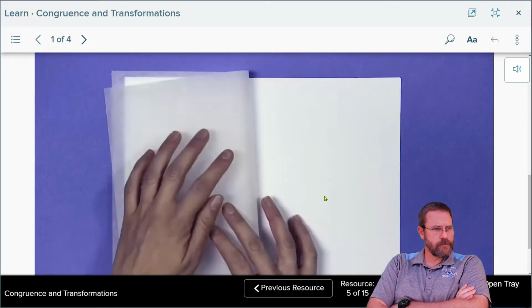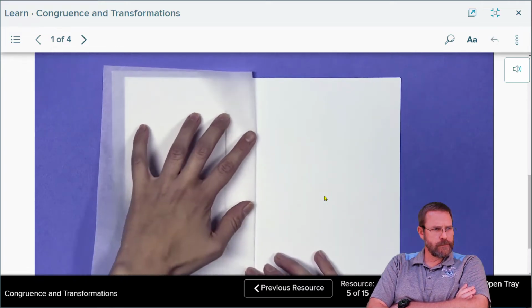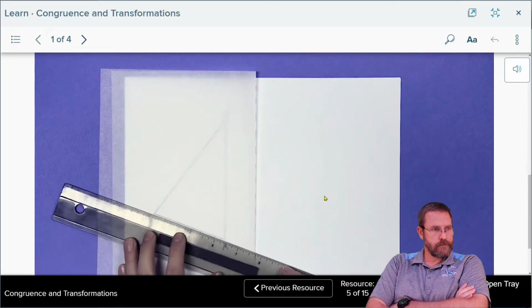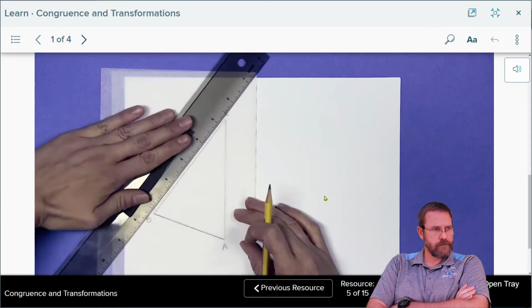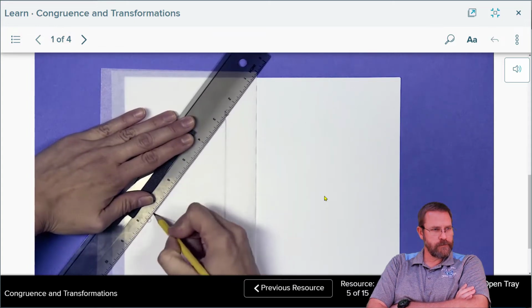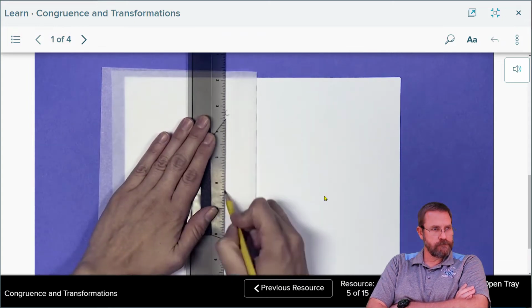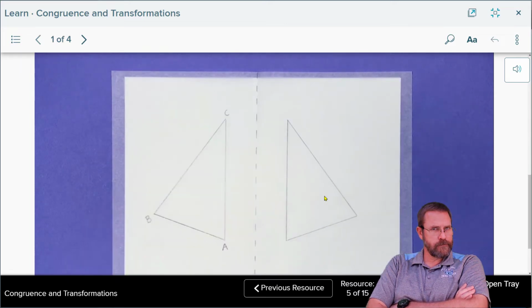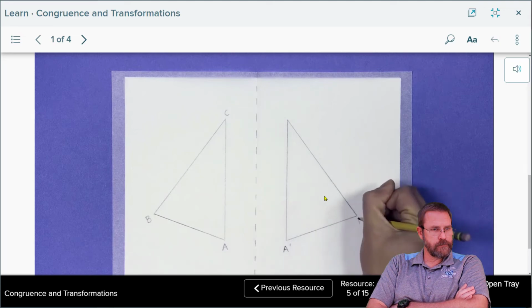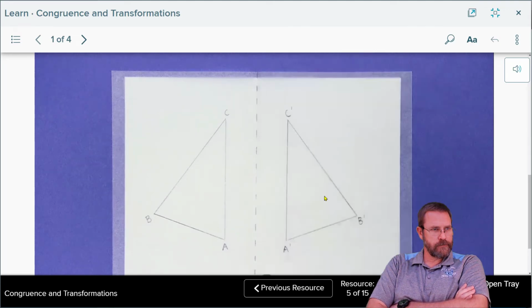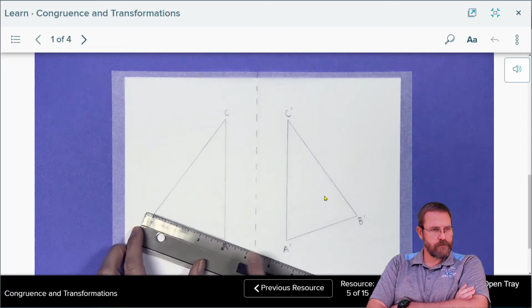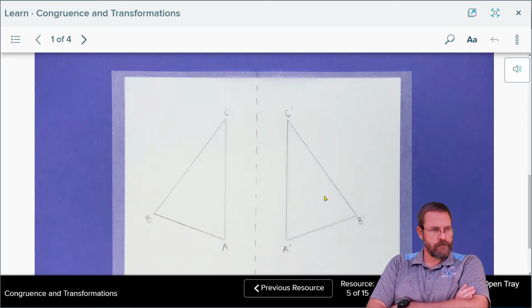Fold the paper along the dotted line. Use the straight edge to trace the triangle on the other side of the tracing paper. Label the vertices as A', B', and C'. The size of the triangle did not change. Measure side AB to confirm this.